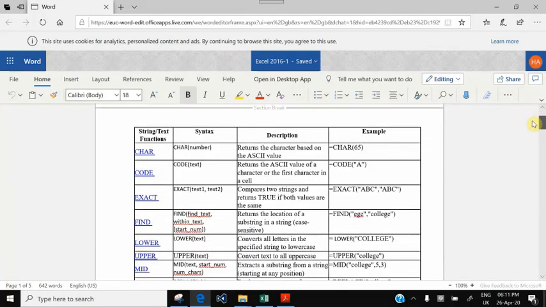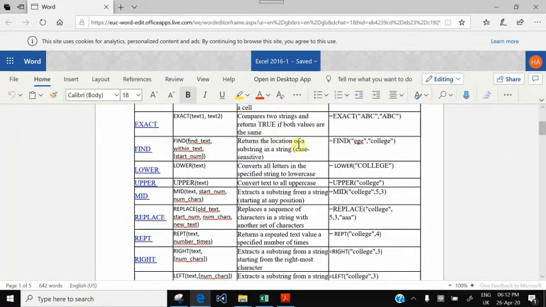So this is CHAR, and how we use CHAR: it returns the character based on the ASCII value. CODE returns the ASCII value of the first character in the cell. We have EXACT, which is used to compare two strings and returns true if both values are the same. FIND is used to locate and return the location of a substring in a string. It is case sensitive. Example: FIND, and the text college; also EXACT, ABC and ABC.